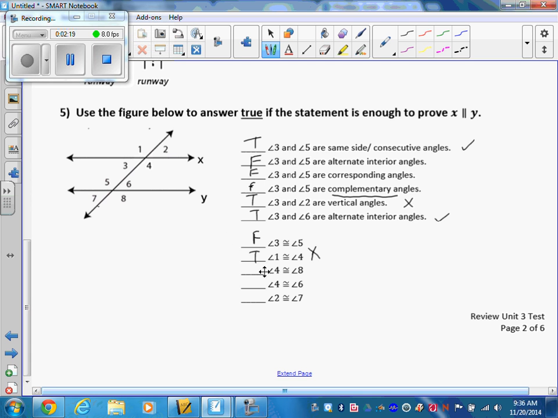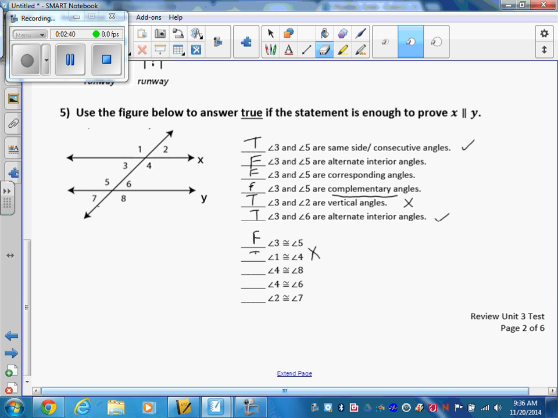So you don't have to have parallel lines to have vertical angles. Okay, number 4 and 6. These are not equal, so that's false. Those are same side interior, those are supplementary. I'm sorry, I'm doing the next one. I skipped one.